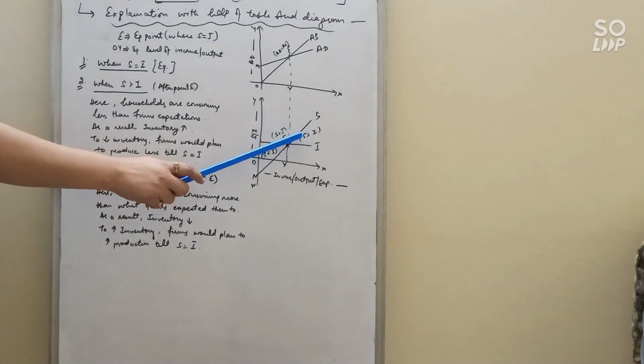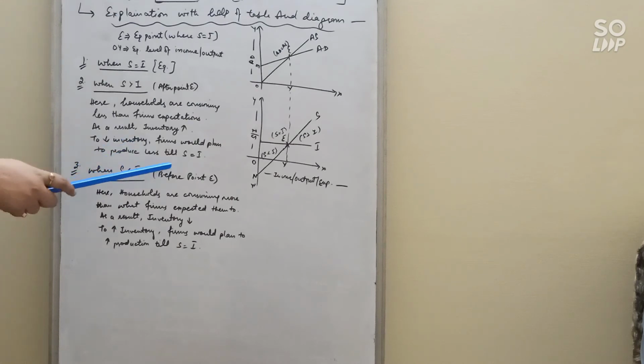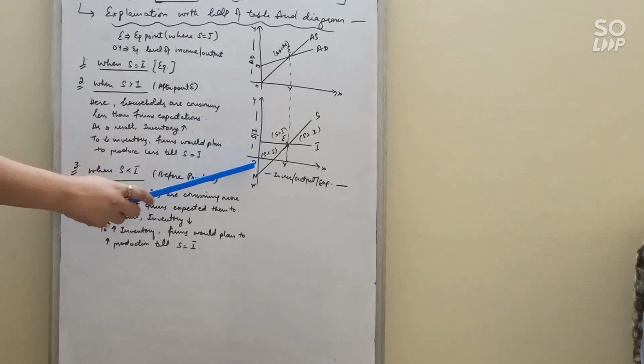At this point ex ante saving is more than ex ante investment. It shows that households are consuming less, that's why they are able to save more and more. Households are consuming less than the firms' expectations. As a result, inventory will increase because producers are producing more quantity. To reduce the stock, the firms will plan to produce less and less quantity till saving and investment become equal to each other, till they achieve the OY point.